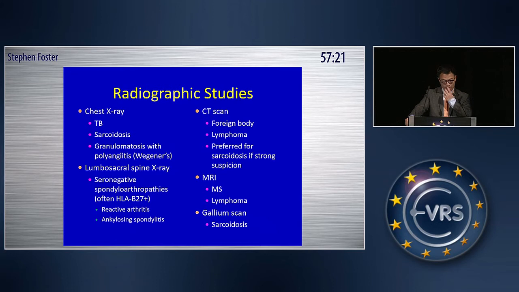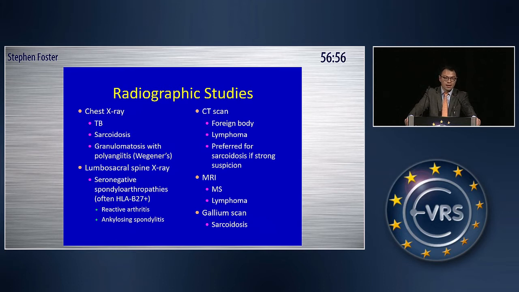But if they come back and the lysozyme and the ACE are high, then you can order the chest X-ray to look for sarcoidosis, but you don't have to always get the radiographic studies right away. Lumbosacral spine X-ray, of course, is good for seronegative spondyloarthropathy. CT scan is good for any suspicion for foreign body, lymphoma, and also if there's a strong suspicion for sarcoidosis.